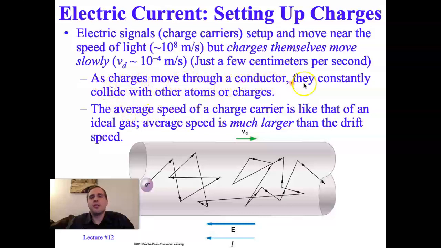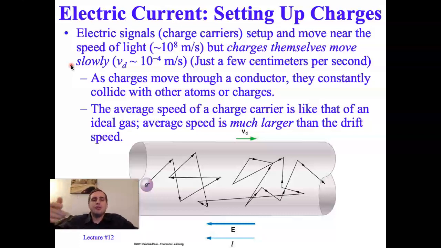As charges move through a conductor, they constantly collide with other atoms or charges. The average speed of a charge carrier is much like that of an ideal gas, and the average speed is much larger than the drift speed. Okay, so think about this. What this means is when you set up an electric field, the charges start communicating with each other. As soon as one hits another one nearby, it hits the next one, and the next one, all the way down, just like dominoes, they start communicating with each other.